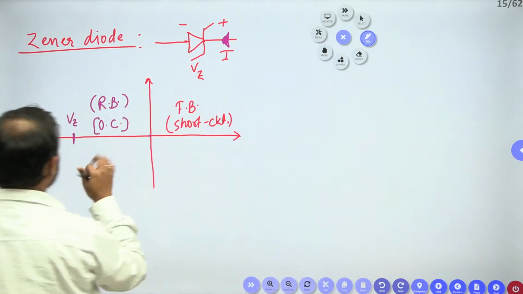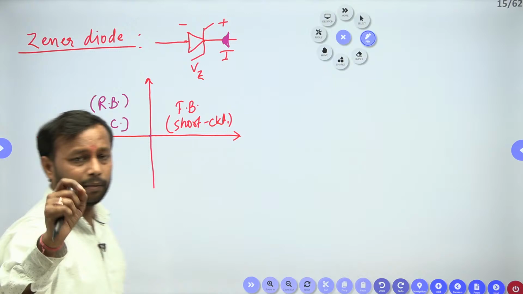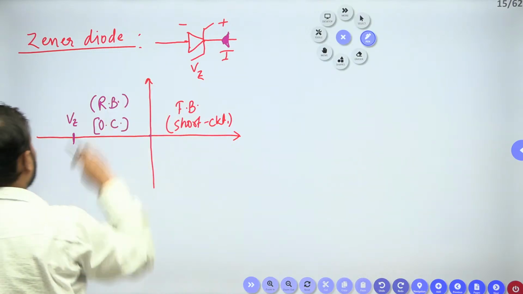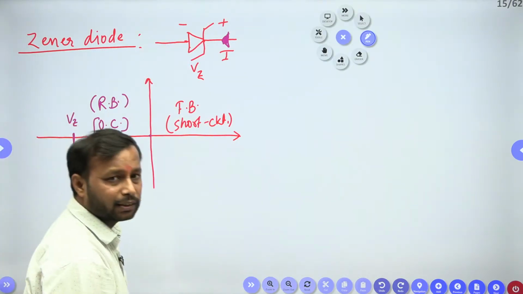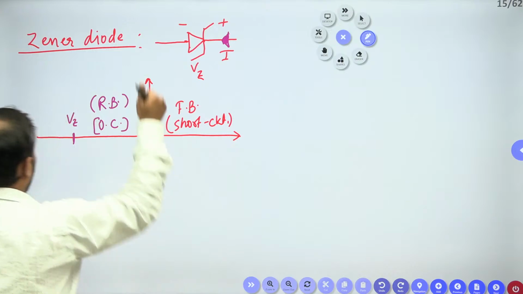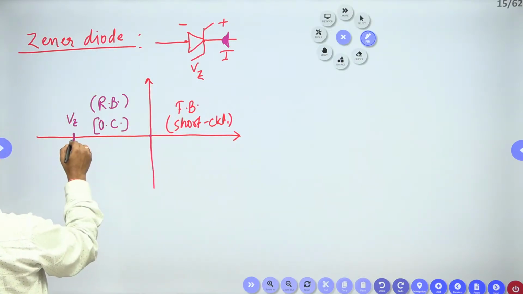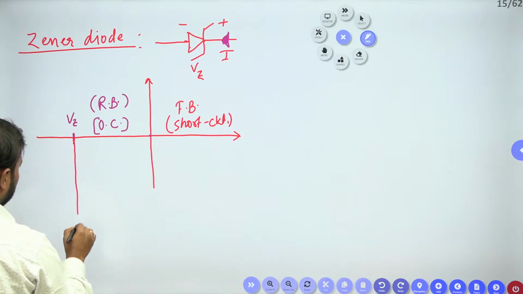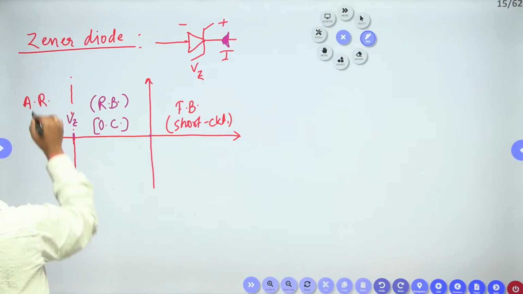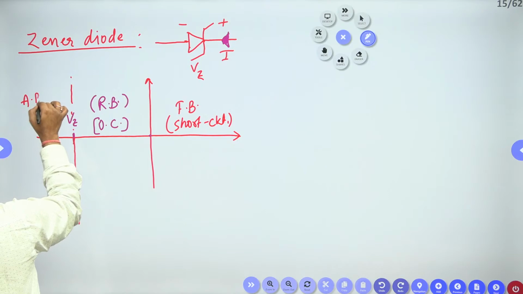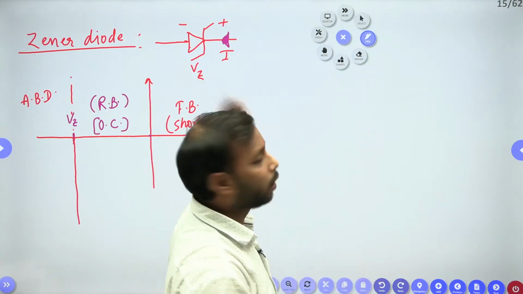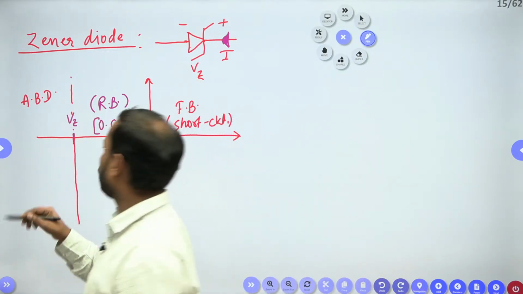Now once this Vz has been reached, everybody please listen to me very carefully. Once Vz has been reached by the Zener diode, it will act as a voltage regulator. It means that your voltage at the generator will be fixed at the value of Vz. After that, this region is termed the avalanche region, or avalanche breakdown. This is the phenomenon known for the voltage regulator. All right, avalanche breakdown, and the region is known as the breakdown region.